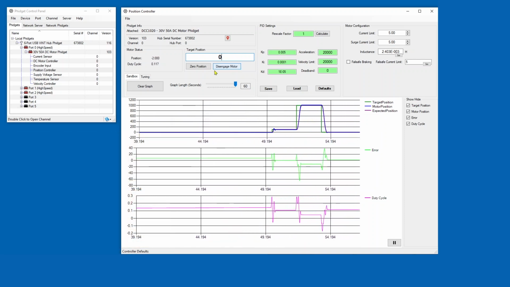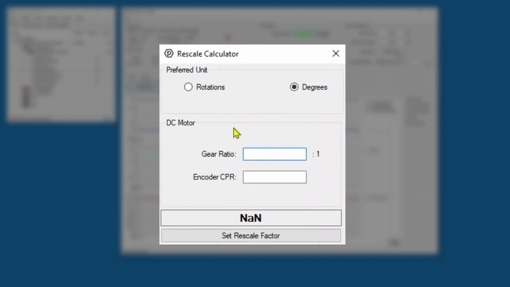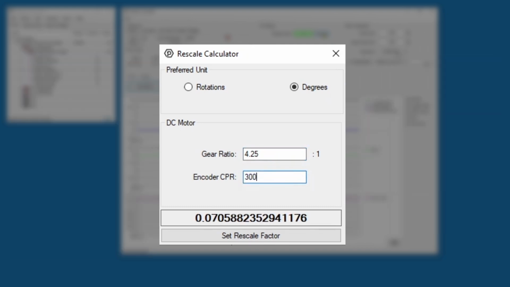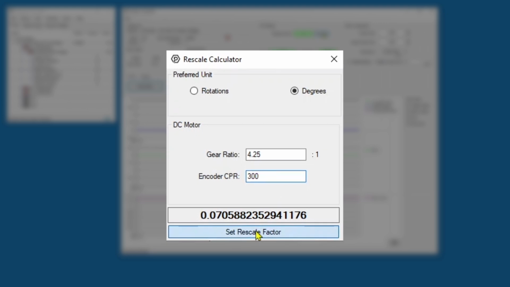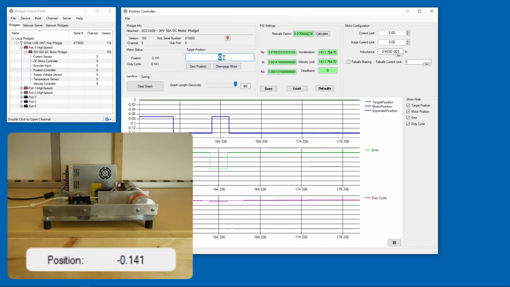Rescale factor lets us easily change to something useful, like degrees. In order to calculate the rescale factor we require the gear ratio of the motor and the resolution of the encoder. Both can be found in their respective specification tables. By inputting the gearbox reduction ratio and encoder resolution, we can quickly set a rescale value. Now we can enter a target in degrees and the motor will move accordingly.